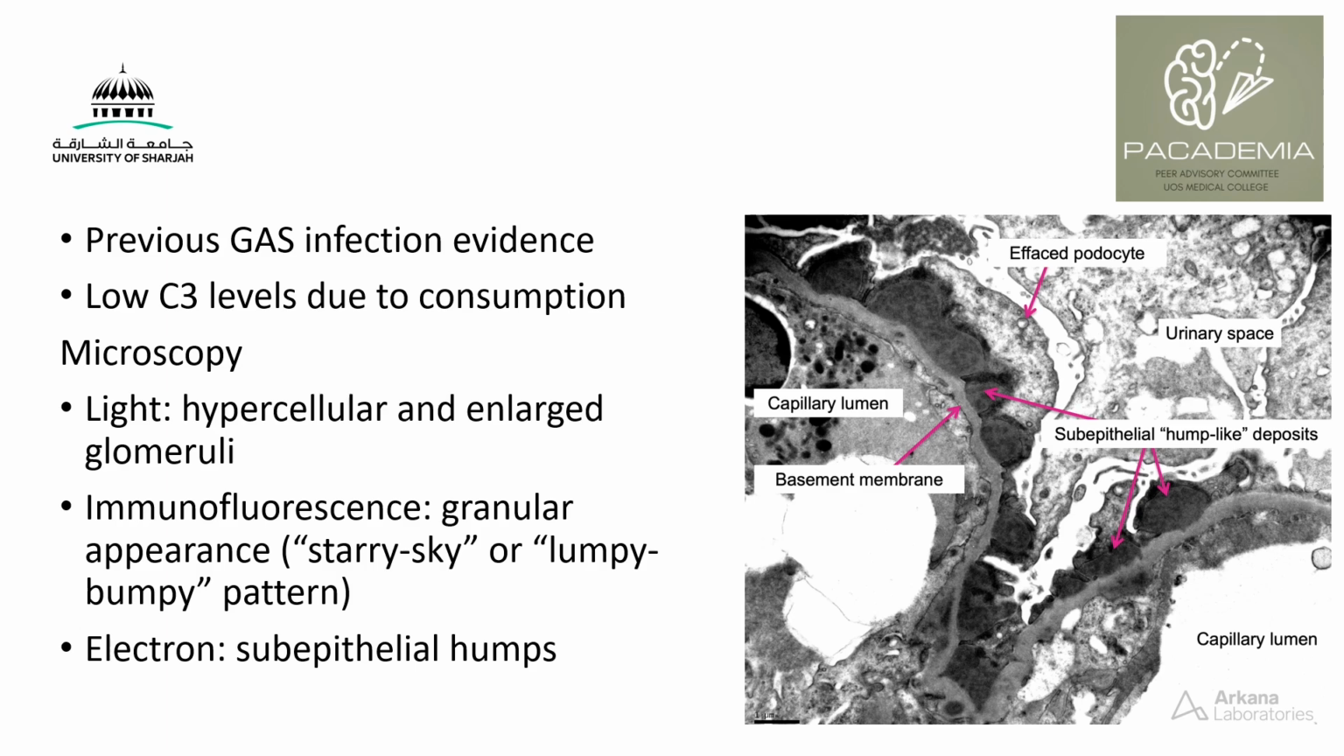Microscopy: when you do light microscopy, you find hypercellular and large glomeruli. Immunofluorescence will show a granular appearance, sometimes described as starry sky or lumpy-bumpy pattern. We're going to see some pictures of it, inshallah, because many diseases also have a granular appearance, so we're going to see this pattern. Electron microscopy will show subepithelial humps, and when we discussed nephrotic syndrome, another disease which had subepithelial immune complex deposition was membranous nephropathy. So these two diseases have subepithelial deposits, and we can see it nicely here that we have the subepithelial deposit.